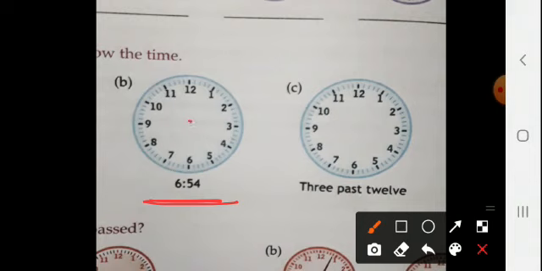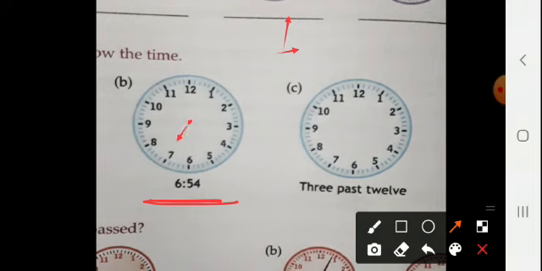Yes, here it is. Now see, there are 2 hands of the clock. One is short and one is long. The long one indicates what? Minute. And the shorter one is the hour hand. Understood? So here we have to represent 6:54. That means it is already 6, so the hour hand will be a little more than 6. Here it will be.